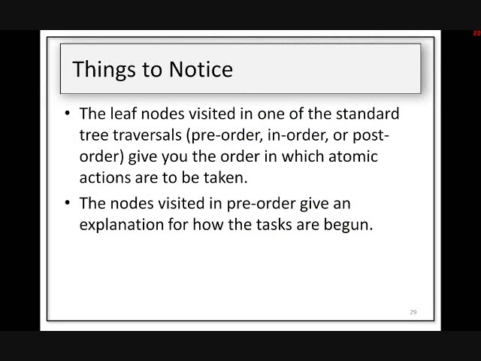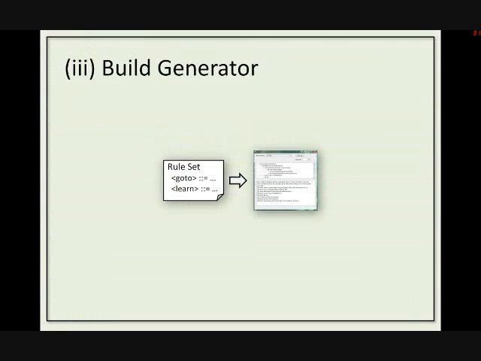The leaf nodes visited in one of the standard tree traversals, pre-order, in-order, or post-order, again, go look at Wikipedia if you're not a computer scientist, give you the order in which atomic actions are to be taken. And the internal nodes that you visited in, say, pre-order, give an explanation for how the tasks are begun, for the knowledge you gather along the way, for the planning that you do.